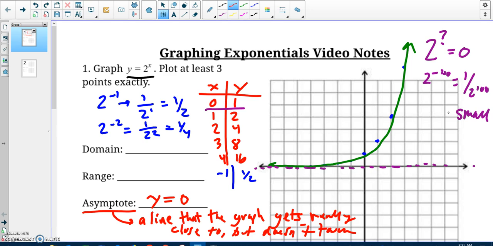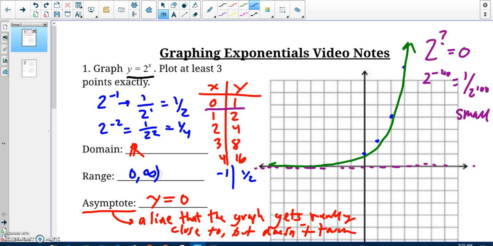Okay. The domain for this is all real numbers. If you're thinking about the equation, you can put 2 to any power. You can put it to the 100th power, you can put it to the -1,000,000th power, you can put it to the 3rd power, you can plug in any x you want. Now the range, remember our range is up, down. The lowest this graph goes is 0. The highest it goes, well, it shoots off to infinity.